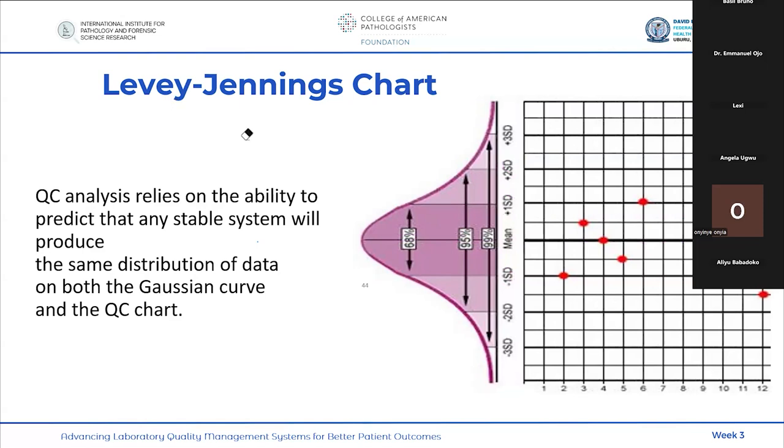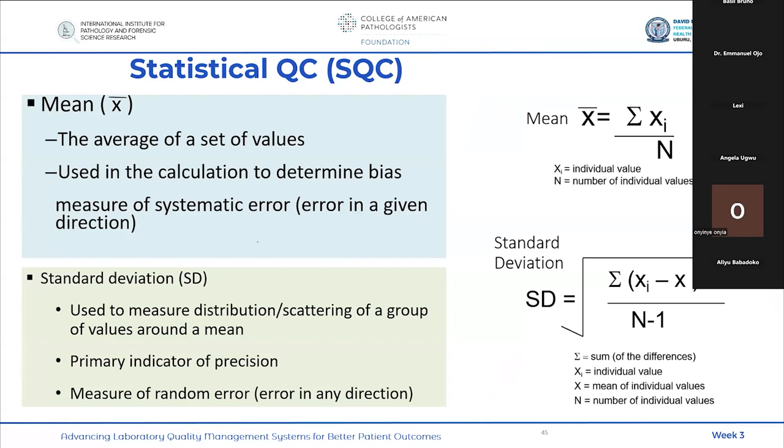So the LJ chart is developed based on that principle. The QC analysis relies on the ability to predict that any stable system will produce the same distribution of data on both sides of the QC chart. So let's talk a bit about the development of this LJ chart. There are two important statistics: the mean and the standard deviation. The mean is the average of a set of values, and it is used in the calculation to determine bias, a measure of systematic error.